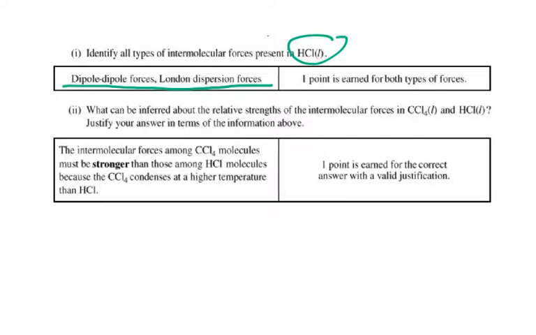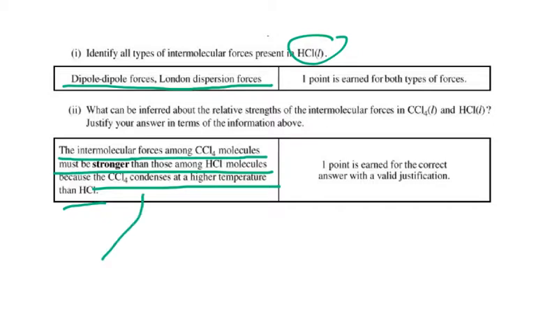Now let's read the explanation they give for D2. The intermolecular forces among CCl4 molecules must be stronger than those among HCl molecules because the CCl4 condenses at a higher temperature than HCl. Or in other words, CCl4 has a higher boiling or condensation point than HCl. And we got that from the information above, because we know that CCl4 condenses first.